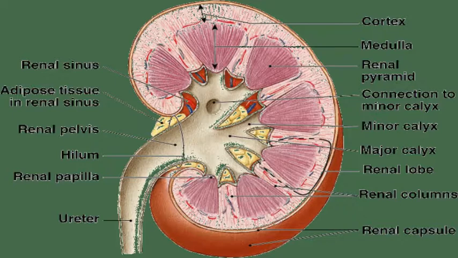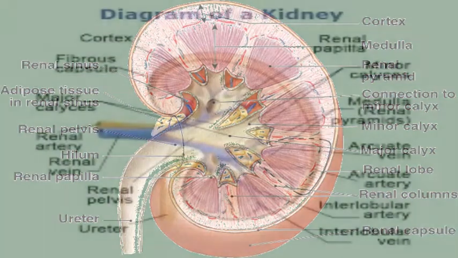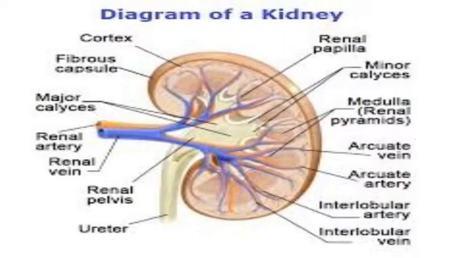The kidney is a bean-shaped structure with a convex and a concave border. A recessed area on the concave border is the renal hilum, where the renal artery enters the kidney and the renal vein and ureter leave.